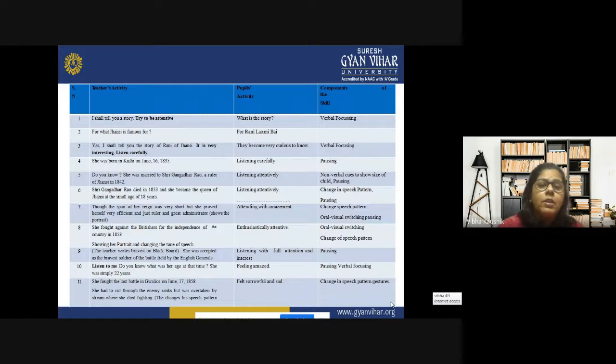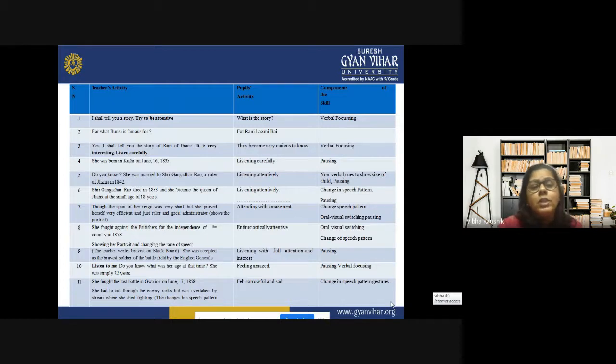Teacher activity: I shall tell you a story. Try to be attentive. That's the teacher's activity. Pupil activity: What is the story? Component of the skill: verbal focusing. The teacher is using verbal focusing. For what is Jhansi famous? Rani Lakshmi Bai.